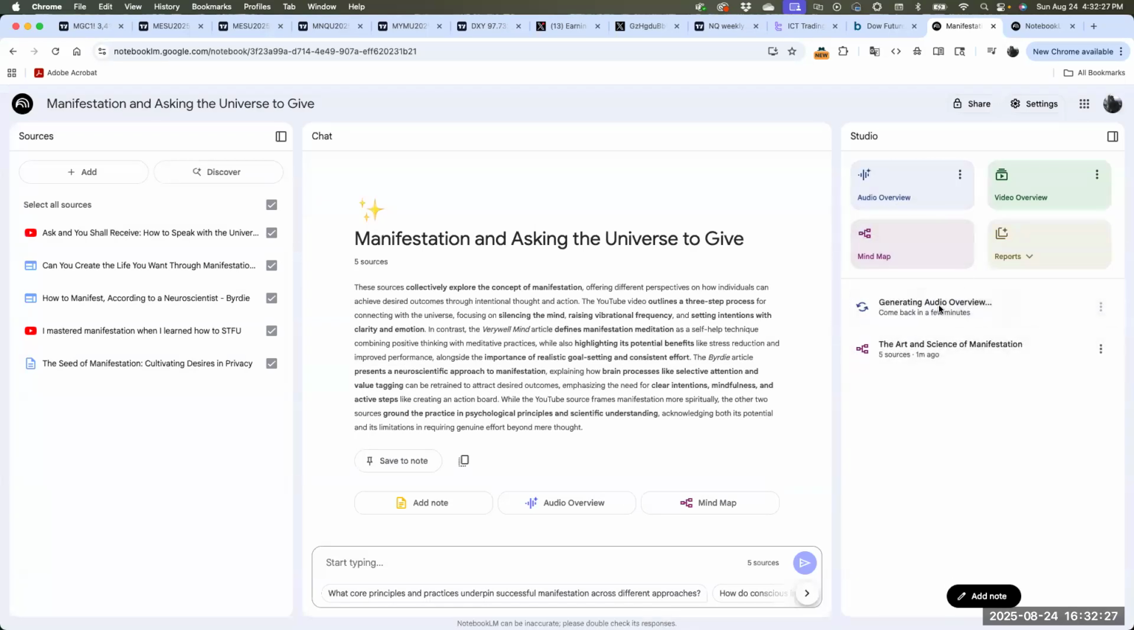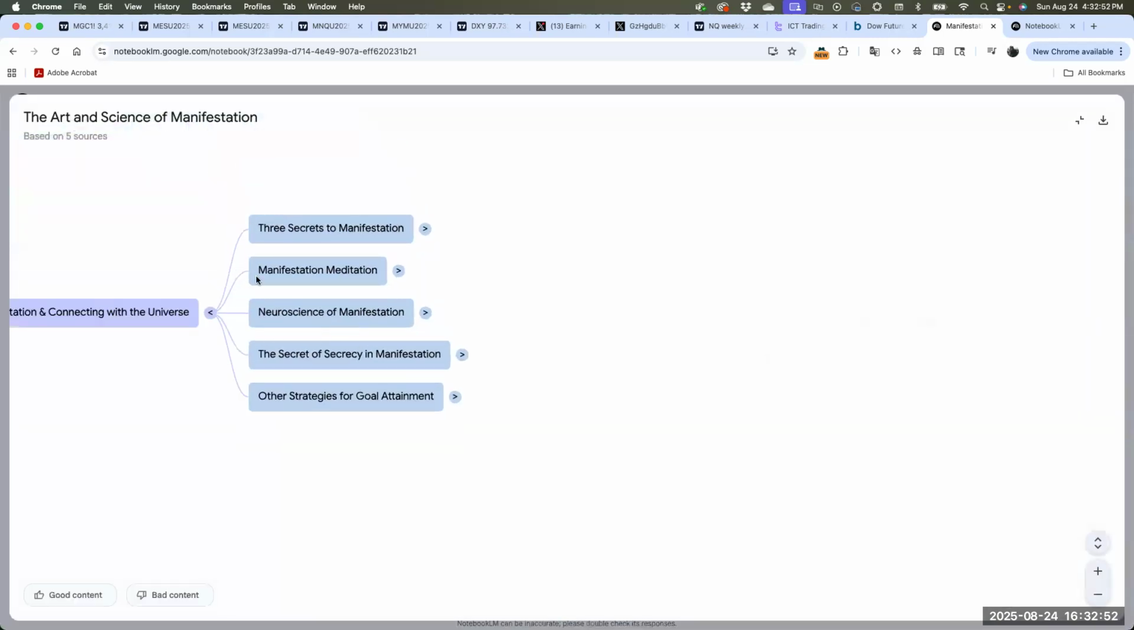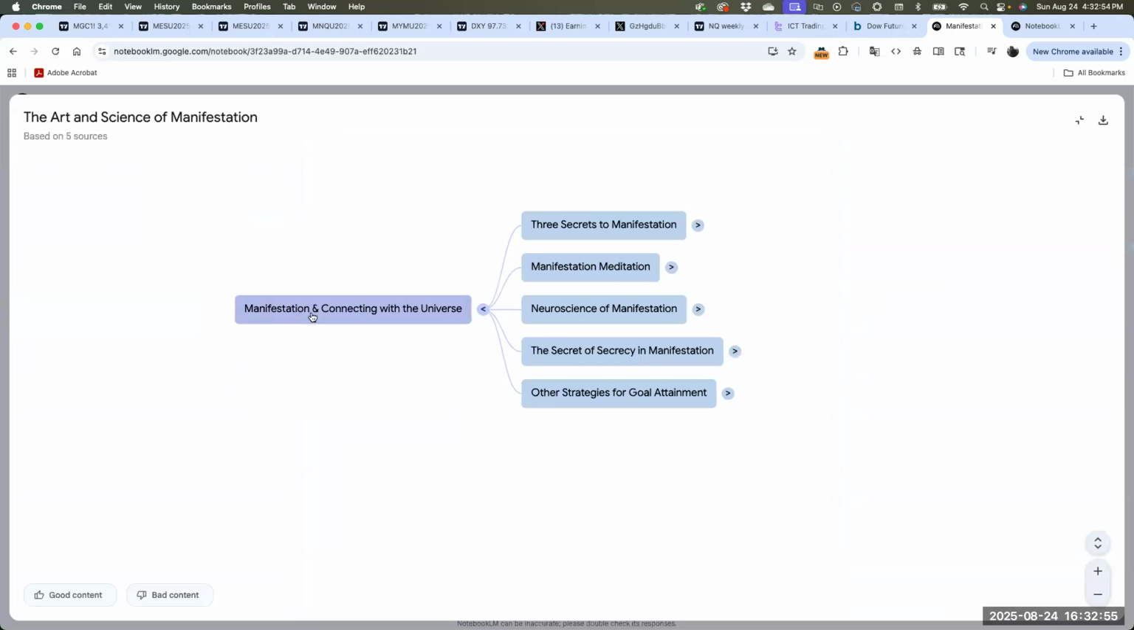Maybe we want to put that on while we're on the way to work, or whatever the case is, or while we're cleaning up around the house. We got our own customized audio, or customized video, that we could be watching that's based off of a subject that we are trying to master, right? So we got our mind map, right? So the art and science of manifestation, that's the one we just created. And let's see what it came up with.